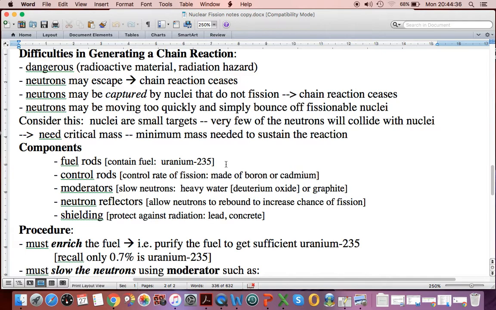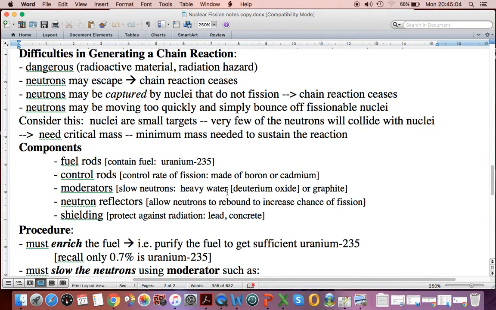So these rods made of boron or cadmium are lowered in robotically. If the rate of fission is going too rapidly, we would put more rods in to absorb those neutrons to prevent other uranium nuclei from being fissioned. If the reaction goes too slowly, then we would lift out those control rods so that there are fewer to absorb the neutrons. Moderators are designed to slow the neutrons.